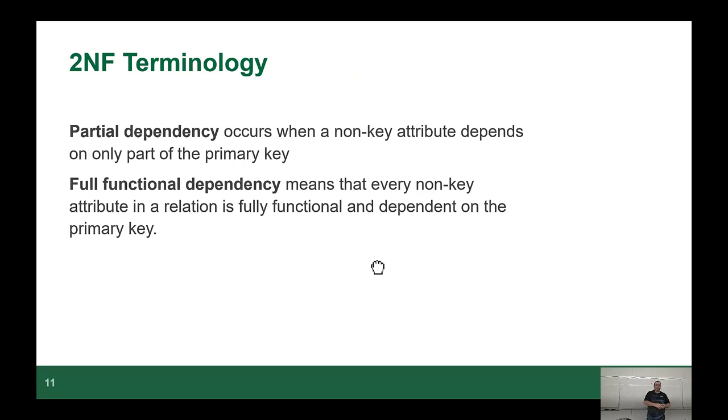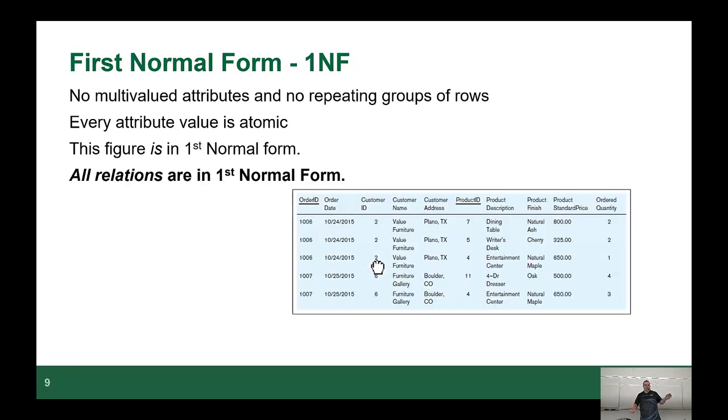So now for second normal form. A partial dependency occurs when a non-key attribute depends on only part of the primary key. So that means when you have an attribute where its value is only defined by part of the primary key. A full functional dependency means that every non-key attribute in a relation is fully functionally dependent on the primary key. I'm going to go back to my filled out little table here.